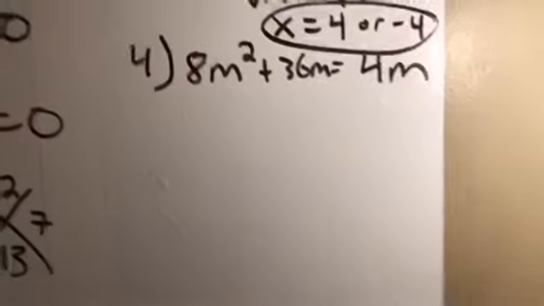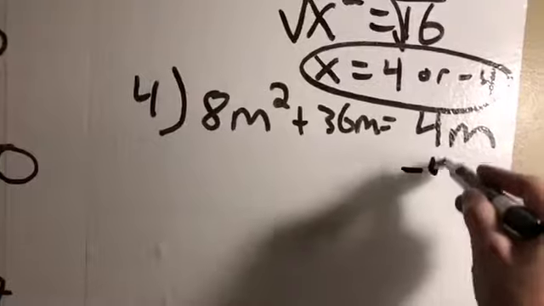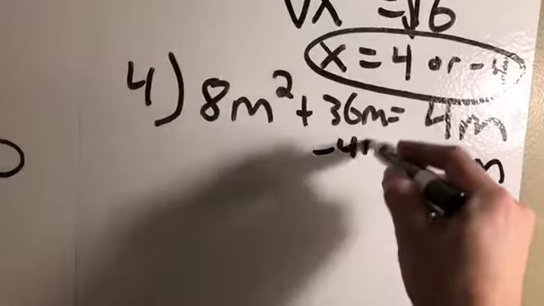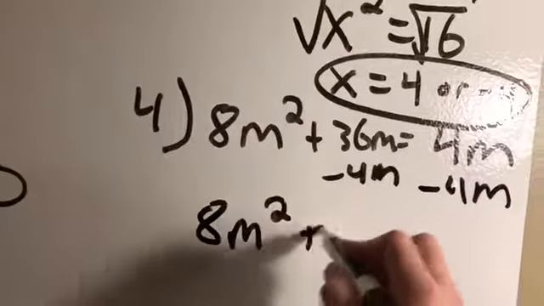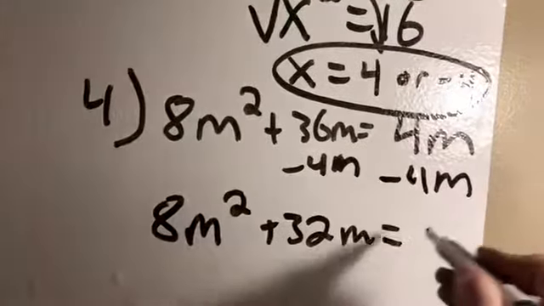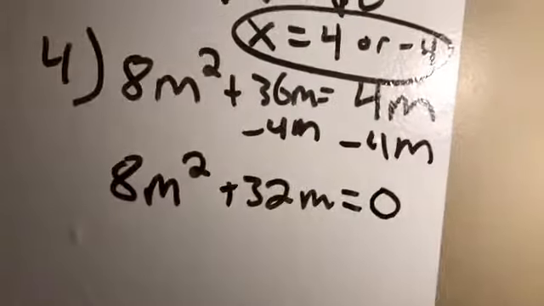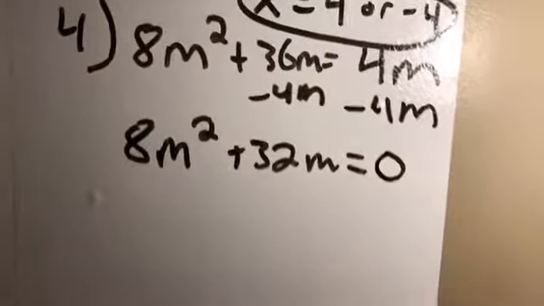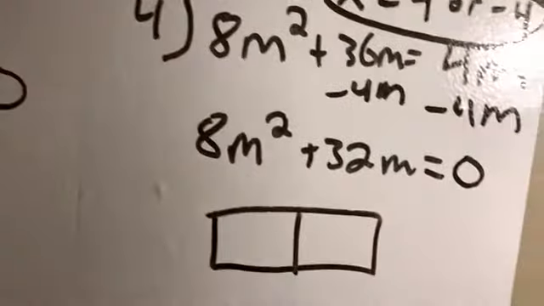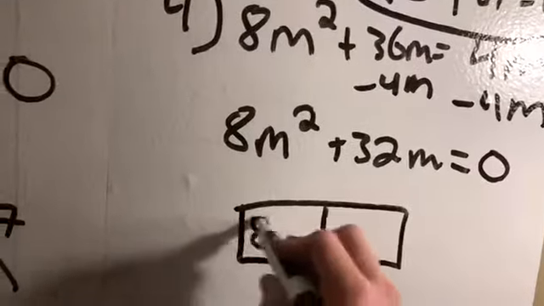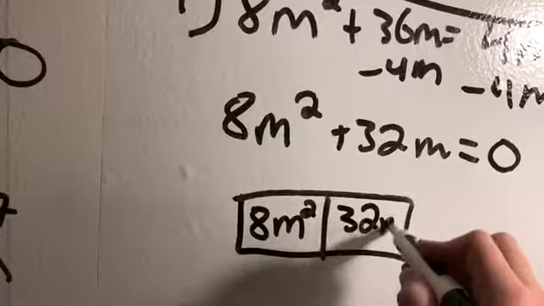Last one down here. I notice that I have an m squared and an m, so I need one side equal to 0. Okay, so we end up with 8m squared plus 32m equals 4m minus 4m is 0. Now if you notice, this one's different as there's no constant, there's no number at the end. So we can jump right into a box, but it's an even simpler box this time. It's just gonna be a 2-boxer. 8m squared, and then the 32m.